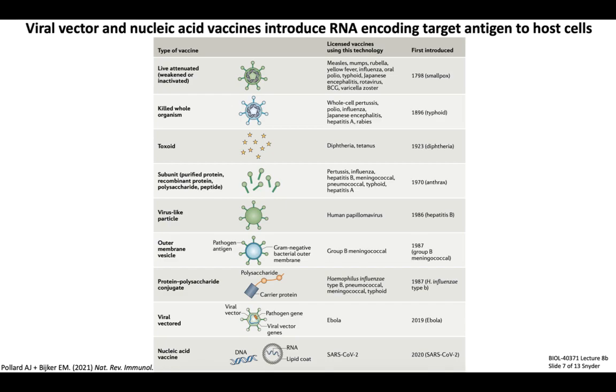Vector vaccines do this by using a viral vector, which is usually something like an adenovirus, while nucleic acid vaccines do this by encasing a physical piece of RNA into a lipid shell that's called a liposome. We will discuss each of these more extensively in the optional lecture 8C for this week, if you're interested in learning more specifically about the SARS vaccines.